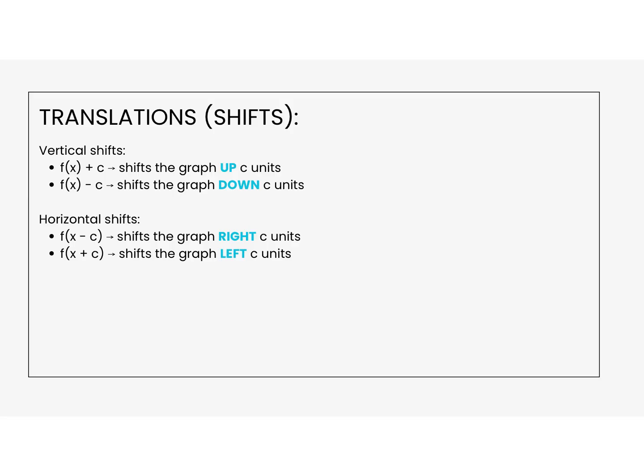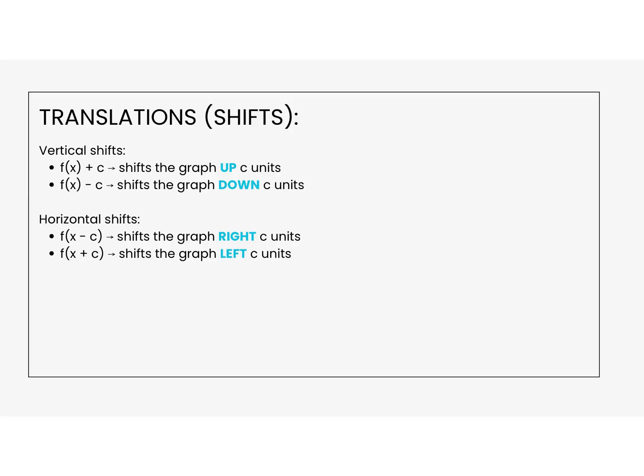So the first are the translations, which are the shifts, which again, we've talked a lot about throughout this year, so hopefully these look familiar. We have our vertical shifts, which shift up and down. That's f of x plus c or f of x minus c. It's outside of the function. And then we have the horizontal shifts, which shift right or left, and that would be within the function.